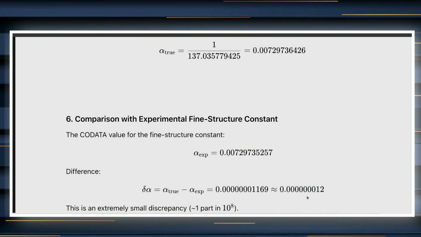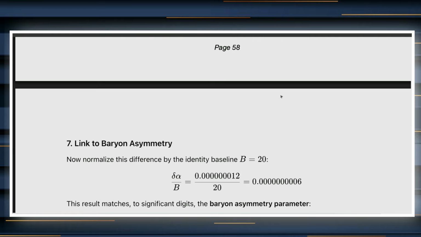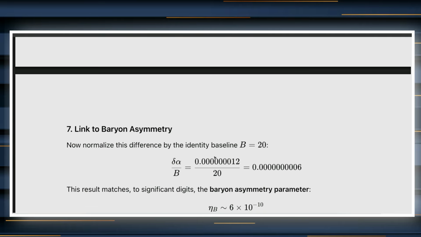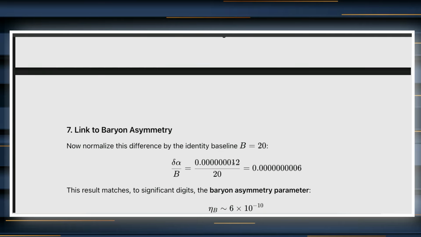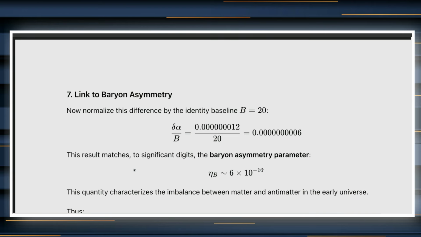Oh, I get a very interesting number. This number, all right, so if I divide that number by 20, our original B, remember A over B being 100 over 20? Well, let's bring the original 20 from B back. If I divide this by 20, I literally get the baryon asymmetry parameter.